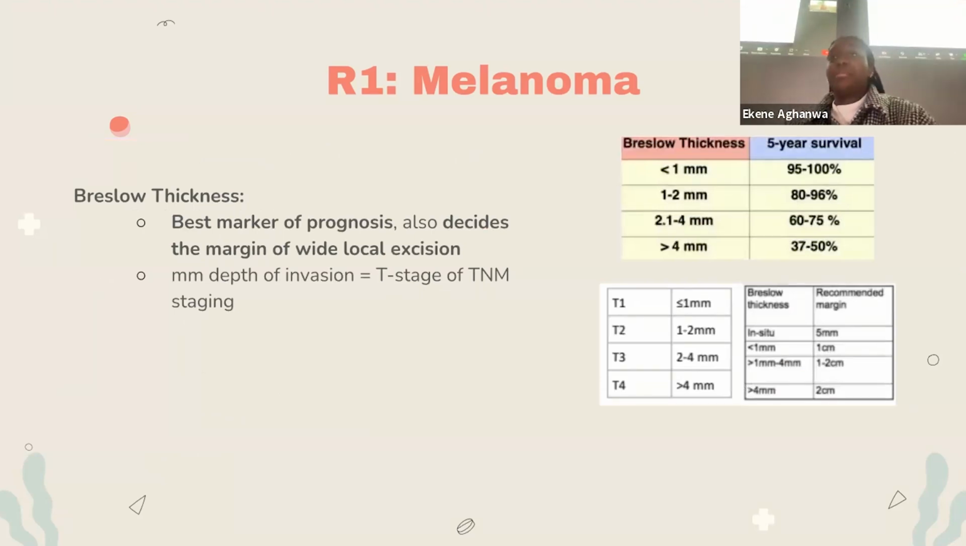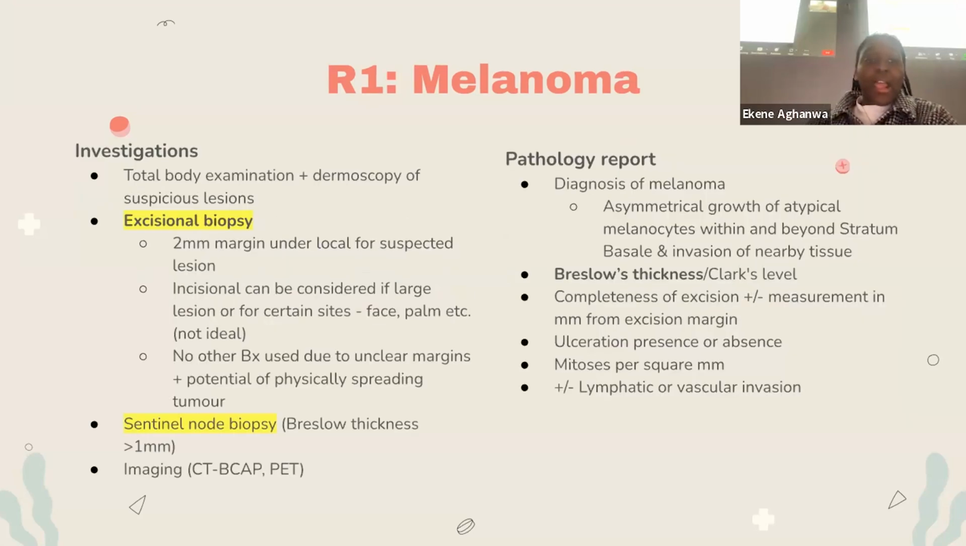Okay, so we also have something called Breslow thickness. I think this came up in some past exam papers, but pretty much it's a way to see the prognosis of the melanoma. Depending on the thickness, the prognosis changes. As it becomes thicker, unfortunately, the prognosis declines. And it also gives an indication of the margin to leave when you're doing a wide local excision.